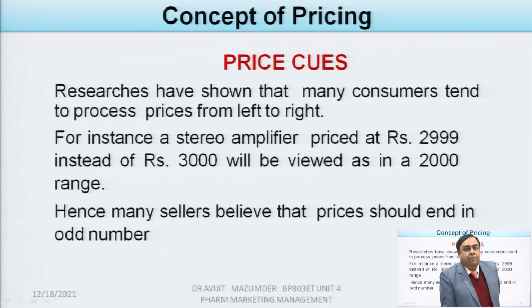Price ending. Researchers have shown that many customers tend to process price from left to right. A stereo amplifier is priced at 2,999 instead of 3,000 just to have a psychological effect.